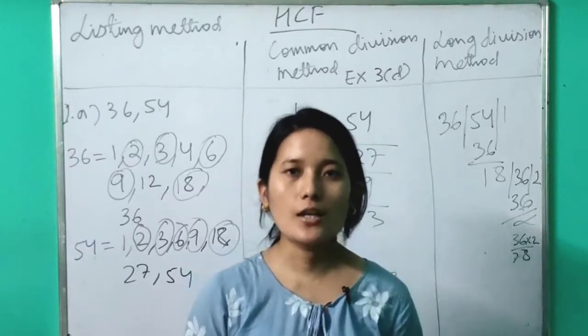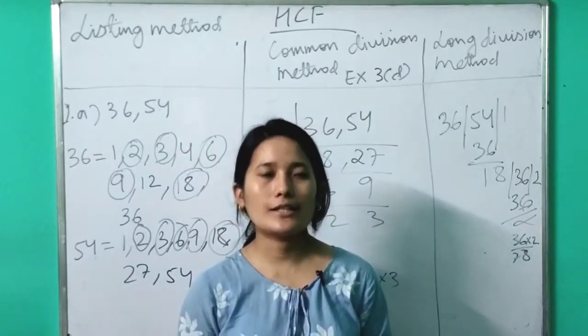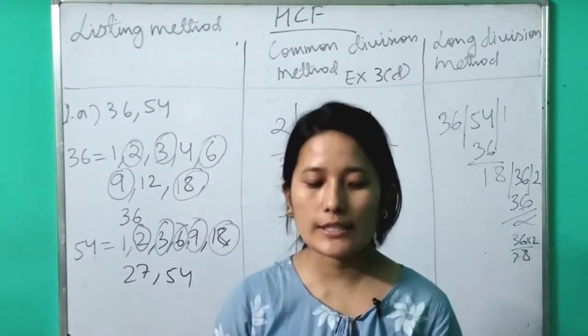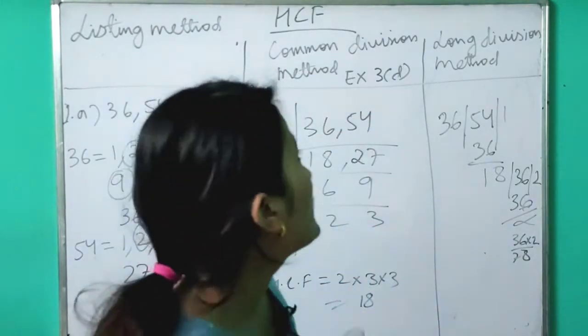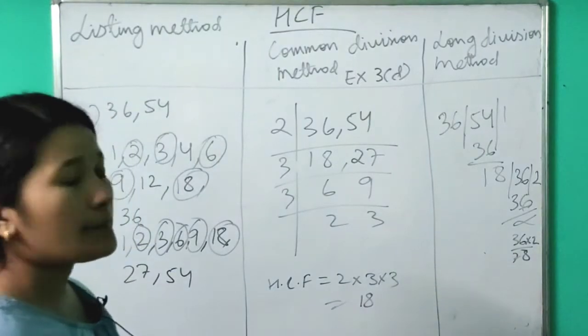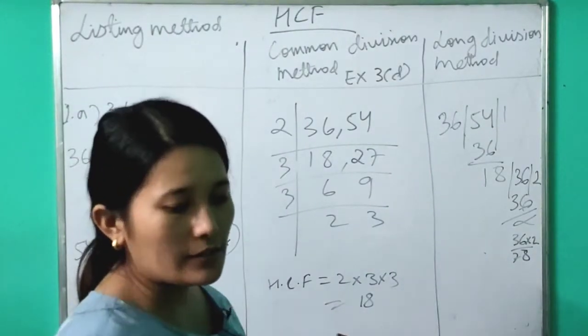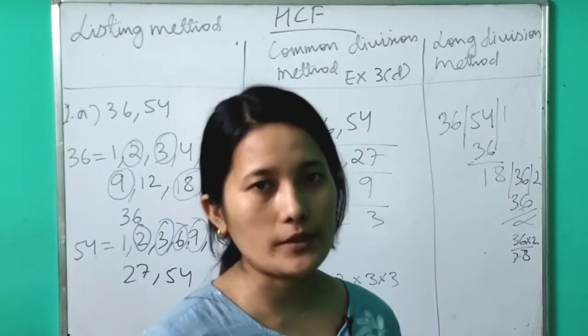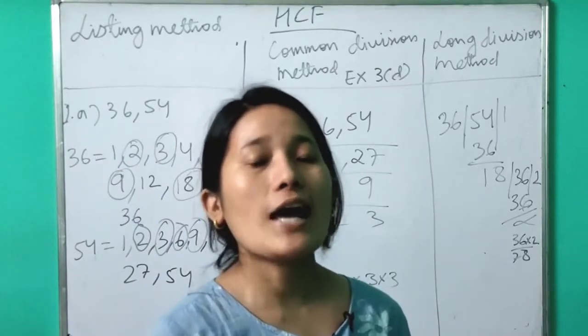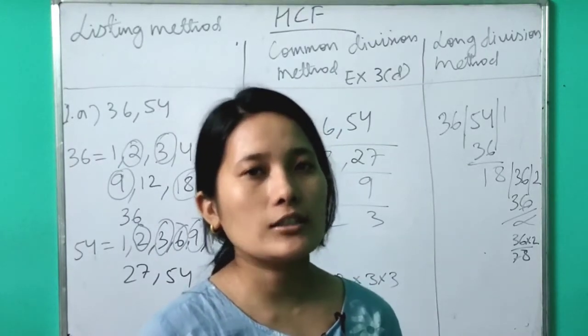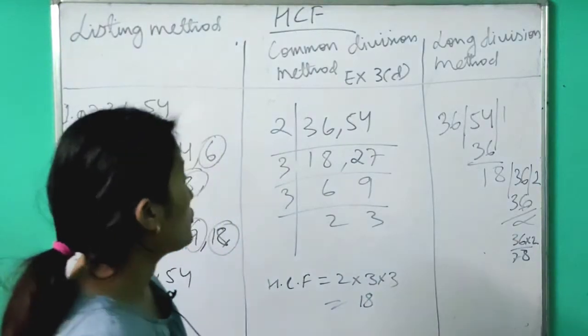Good morning, students. So from the same chapter, that is chapter 3, Playing with Numbers, let us take the next topic, that is HCF. HCF means highest common factor. If you are given any two numbers or three numbers, what is the highest common factor between those numbers? That's referred to as HCF.